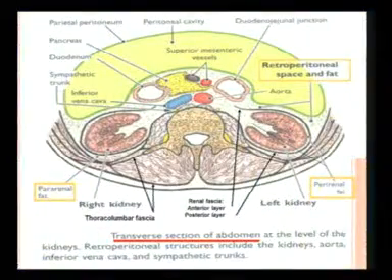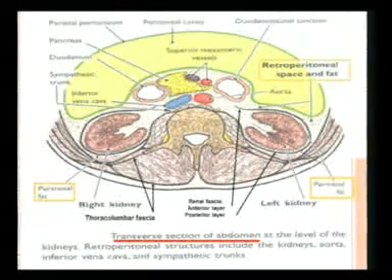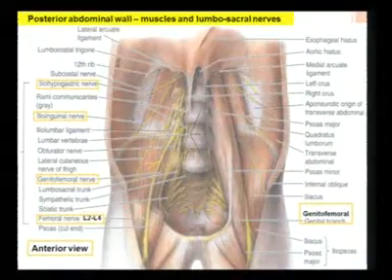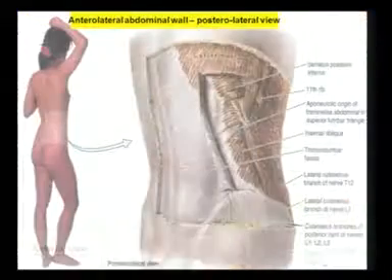This is another transverse section at that level. As I said, this is the psoas muscle, and the plexus will be lying at this level. This is the anterior view of the posterior muscles. This is the psoas, the iliacus and the quadratus lumborum. These are the plexus which will be coming here.